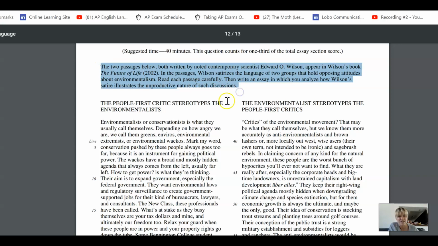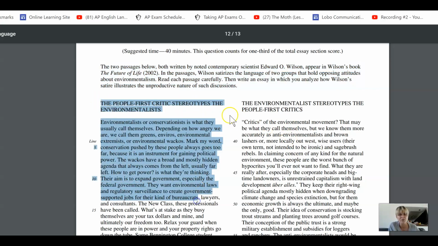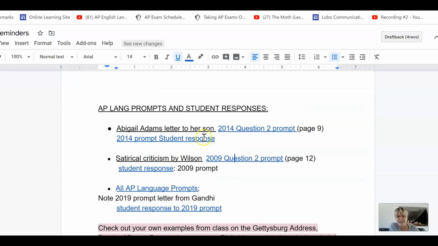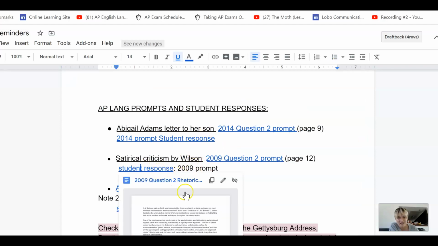It's basically a satire. I know we looked at satire and you guys are familiar with it, but this is an interesting prompt because it has two different approaches. One is satirizing the environmentalists, and one is satirizing the non-environmentalists, basically. So pay attention to that. I think it's an interesting example. I also posted a student response to that prompt.